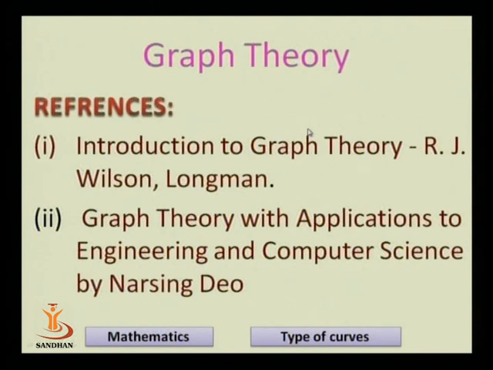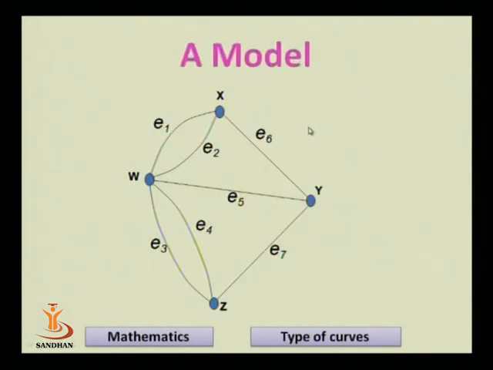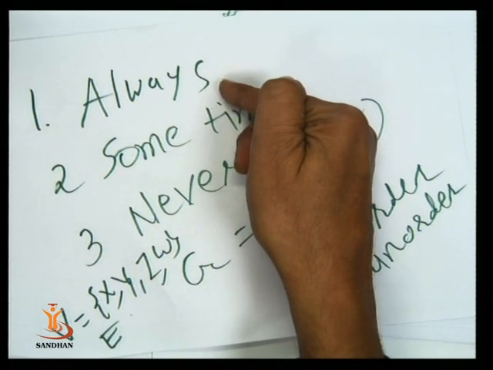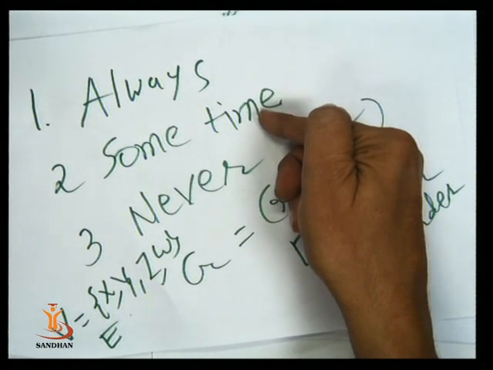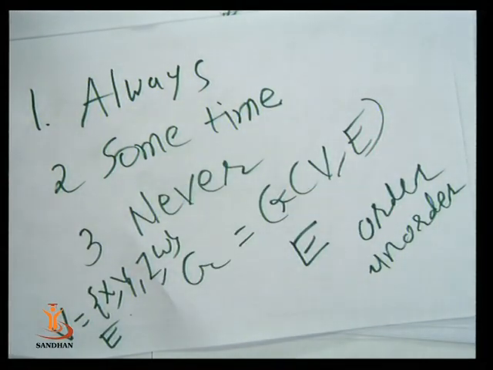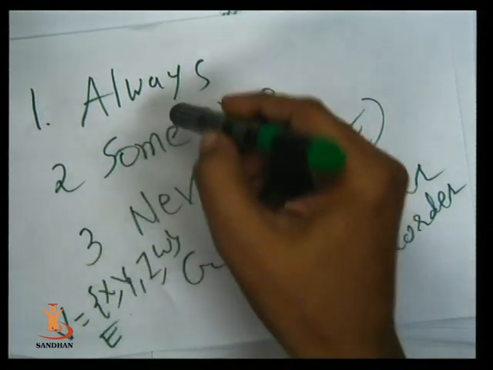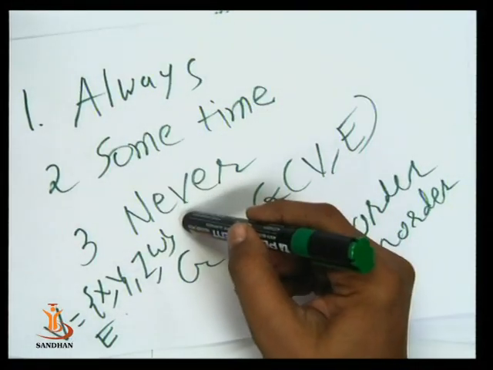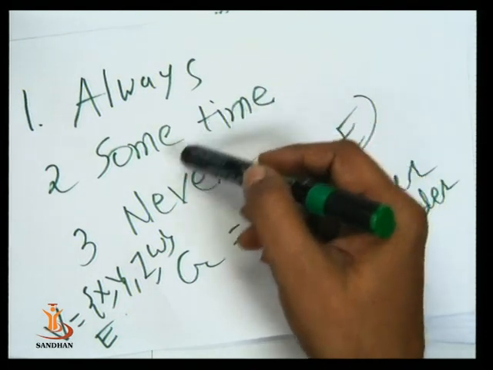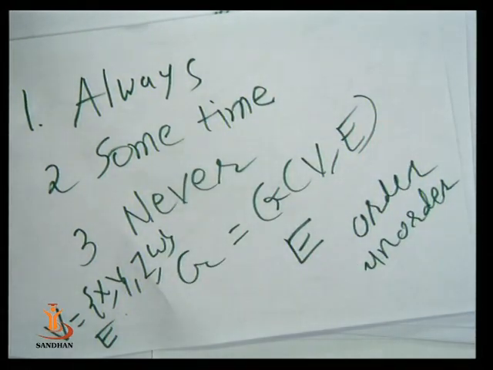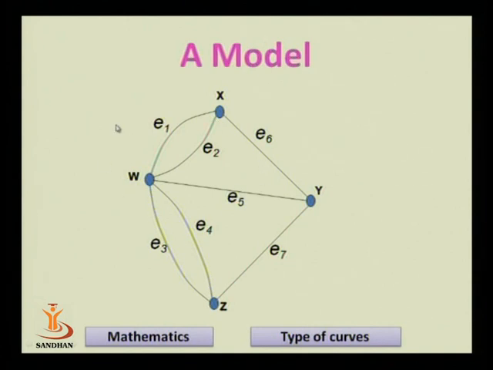We prepare a model. Now there are three types of curves: always traversable curve, sometime traversable curve, never traversable curve. Now, the Konigsberg bridge problem is which type of curve? Always traversable, or sometime traversable, or never traversable? This Konigsberg bridge problem, this figure, is not a Euler graph. Why? The degree of each vertex is not even.